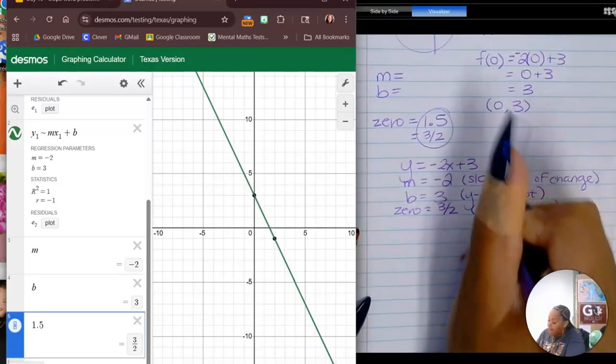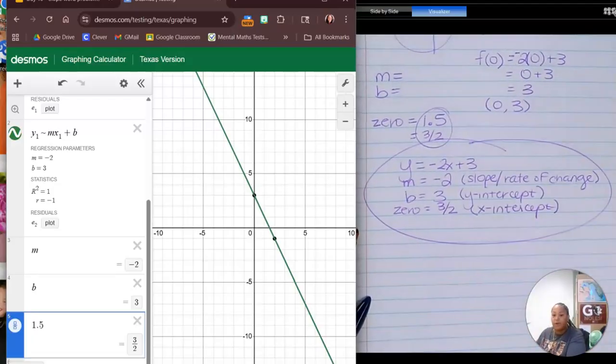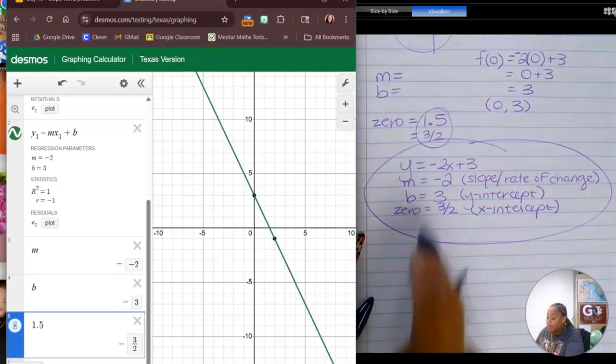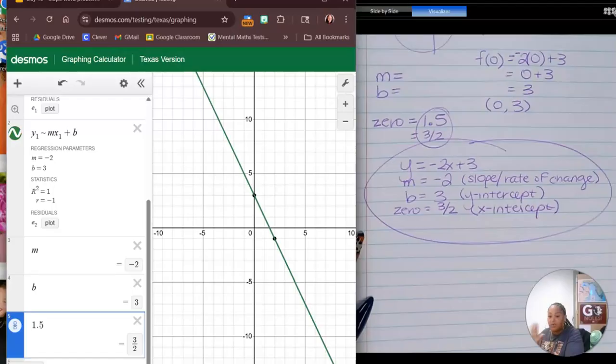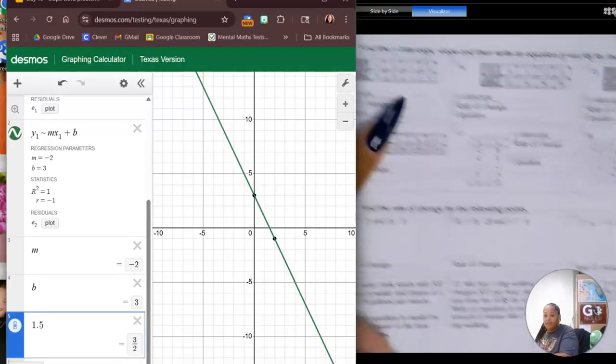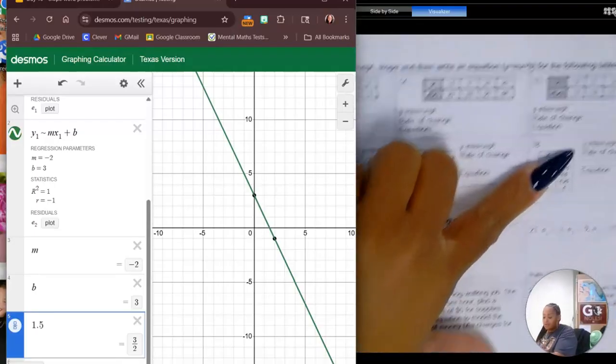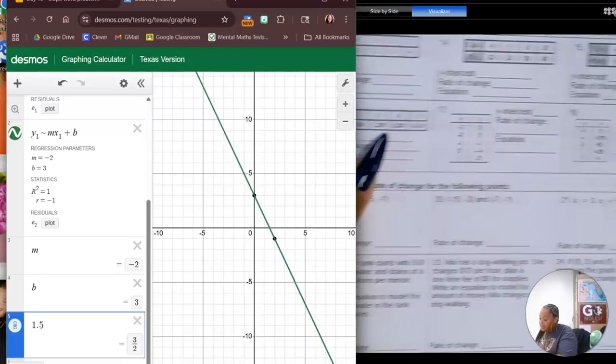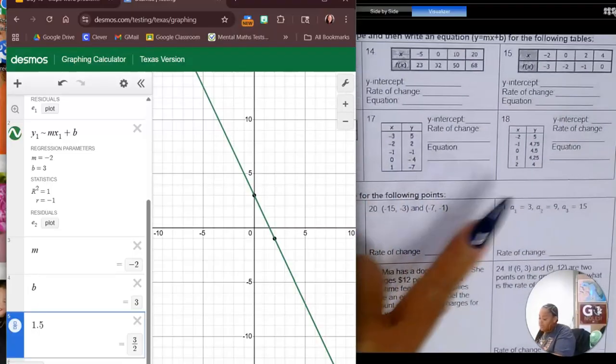So if we make it a habit of doing all these things first, then we can go look at our answers and find out what multiple choice answer will match the answers that we have created, because we know we've covered all of our bases. All right, so that covers 13, 14, 15, and 16, 17, 18.